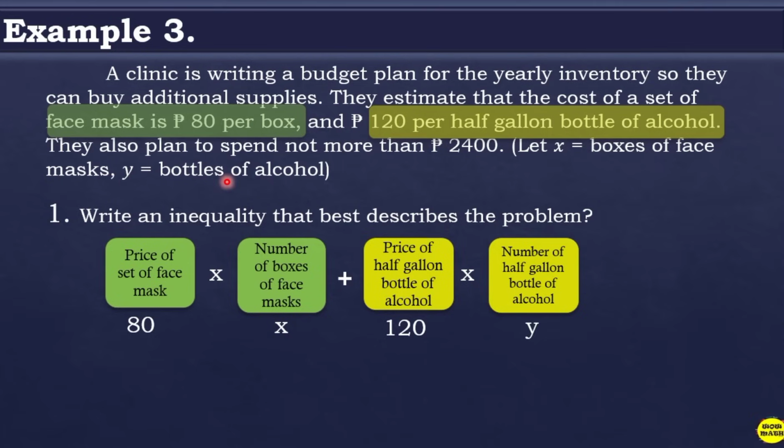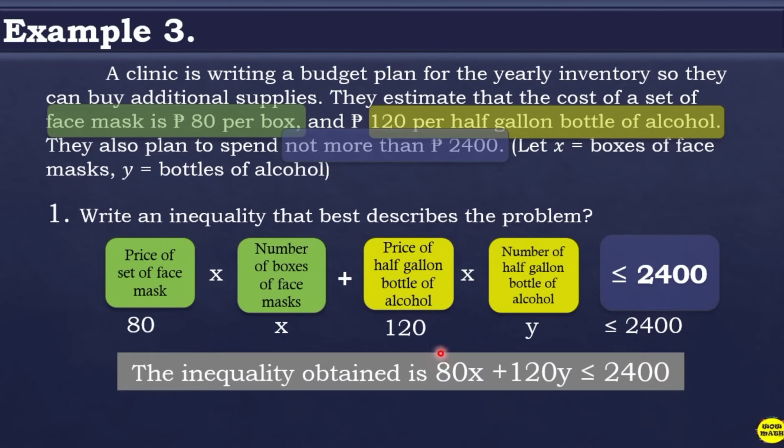Now, we have here, dapat daw, not more than 2,400 pesos ang magastos nila. So, dapat ito na yung pinaka-maximum na expenses nila. Okay, ito yung pinaka-budget, hindi lalagpas dito. So, therefore, if this is the maximum, ang gagamitin natin symbol is less than or equal to. Okay, so let us now represent the equation. Sabi, write an inequality that best describes the problem. So, we will have 80x plus 120y is less than or equal to 2,400. So, this is our inequality.